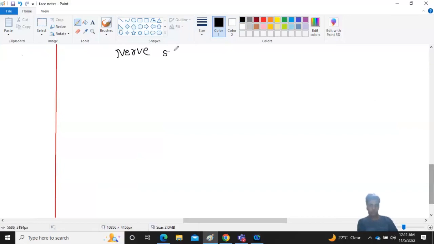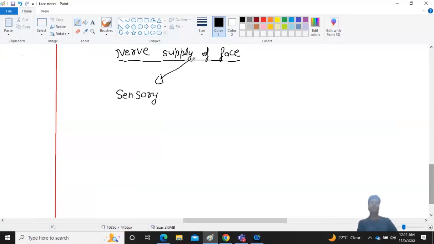Nerve supply of face. So there are two nerve supplies, the sensory and the motor. The sensory supply carries the sensation, touch and pressure, and the motor supply carries the muscular movement. Sensory for pressure and sensation, and motor is for muscle supply.